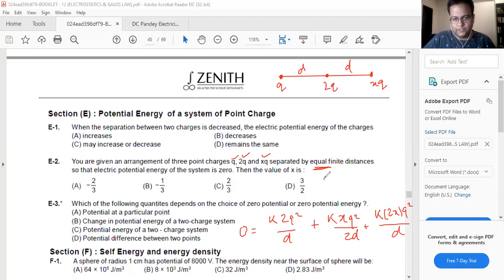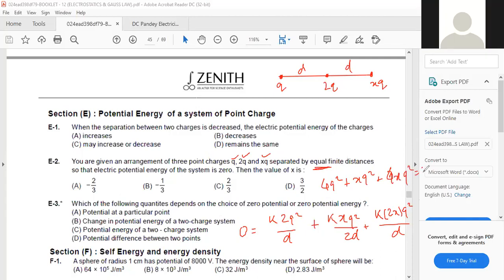Yes, sir. What expression is coming? 4Q square plus XQ square plus 4x into Q square. We could also cancel off Q square, of course. So you'll get x as, sorry. Yes, I can find the value of x from this.